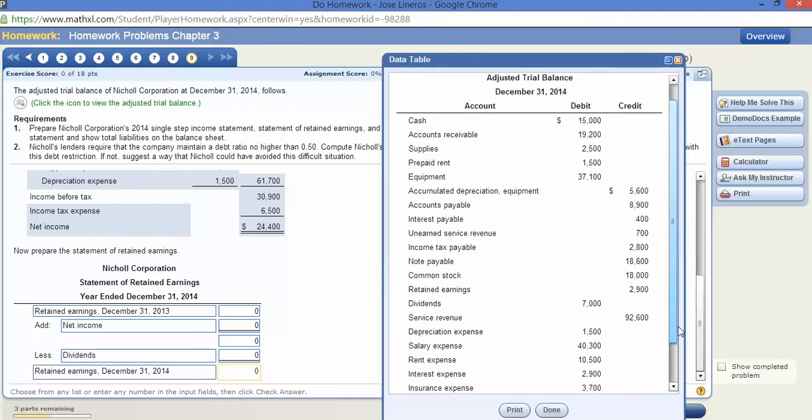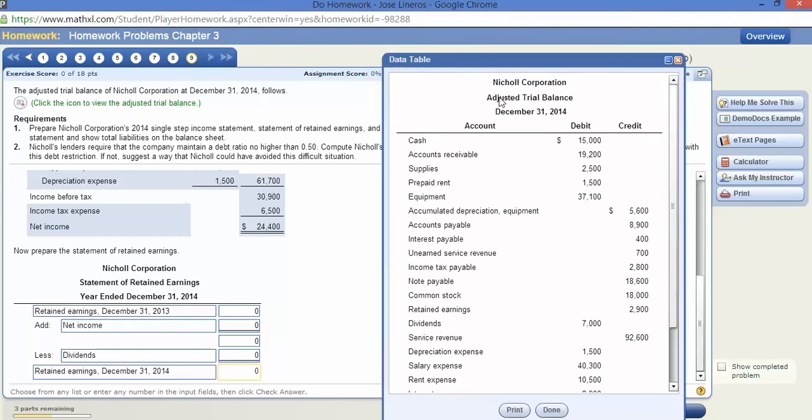What I want to point out to you is that when you look at this, it's easy to look at this and go, goodness, they're telling us what retained earnings is on December 31st. So you look up here and say December 31st, 2014, retained earnings 2,900. Your temptation is to put 2,900 down here and call that retained earnings, December 31st, 2014.